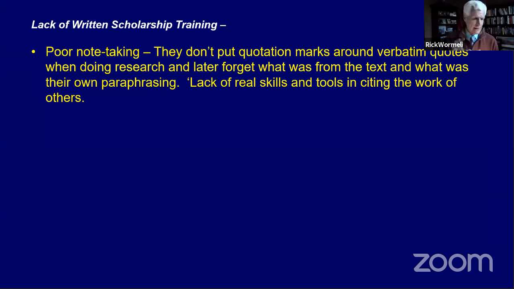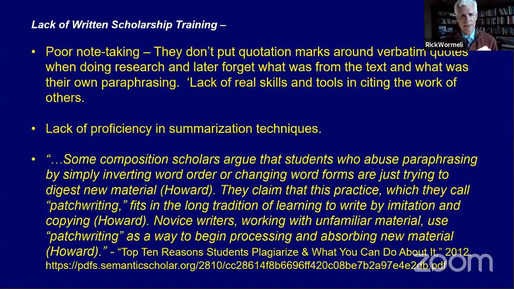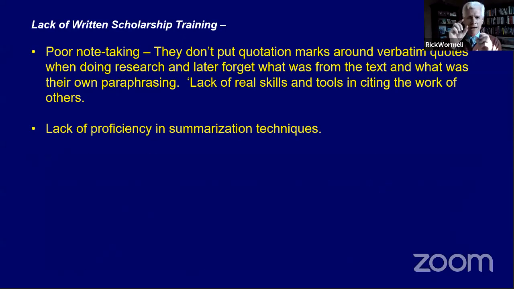Now, interestingly, a lot, and I'm going to get to this next one too, lack of proficiency in summarization techniques. And what that means also is paraphrasing. We as adults, I don't know what the figure is now, it might be 10 to 15 times the vocabulary that a middle or high school kid would have. So we see a lot of ways to play with sentence design and the words to use to say it differently. They don't have that versatility.